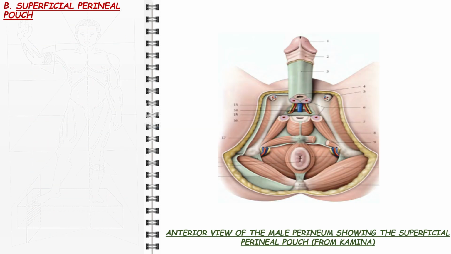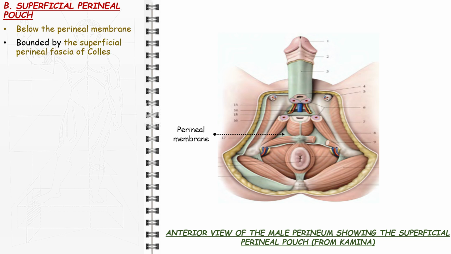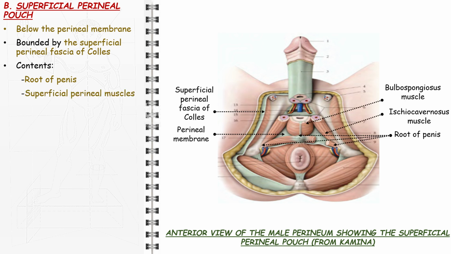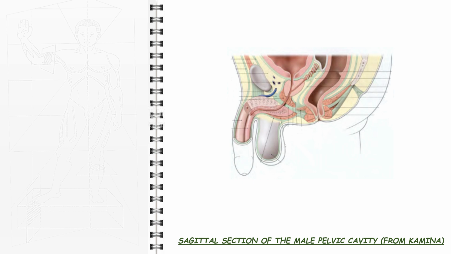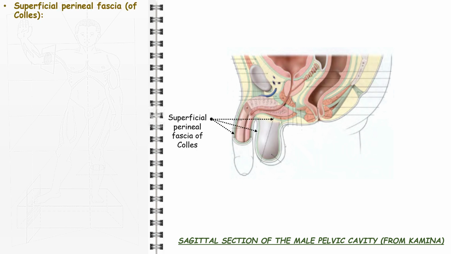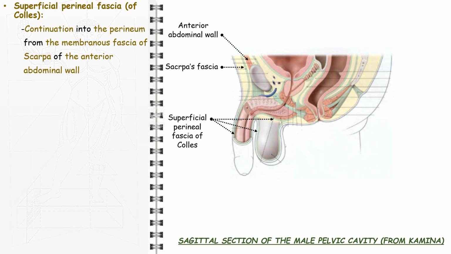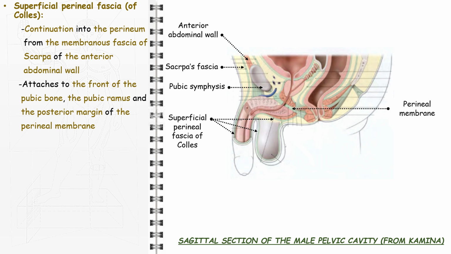Now, the superficial perineal pouch contains the structures that lie below the perineal membrane and within the region bounded by the superficial perineal fascia of Colles: the root of the penis, superficial perineal muscles and their associated vessels and nerves. In fact, continuing into the perineum from the membranous fascia of Scarpa of the anterior abdominal wall, the edges of Colles fascia become attached to the front of the pubic bone, the pubic ramus and the posterior margin of the perineal membrane, thus closing in the subscarpal space that lies beneath it in continuity with the space deep to the membranous fascia of the anterior abdominal wall.